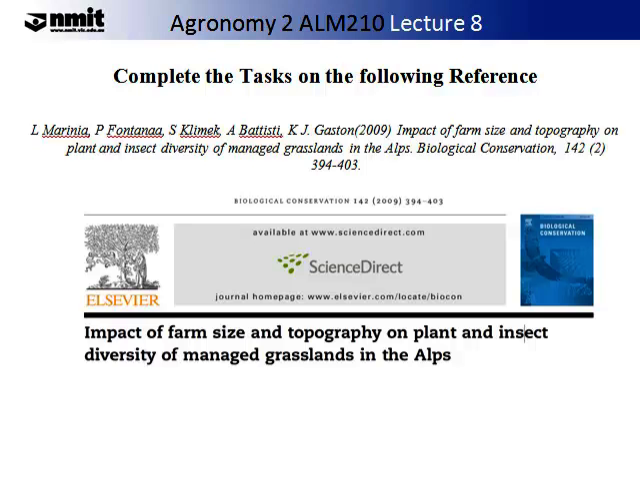Please read the following article by Mariner et al. in 2009 on the impact of farm size and topography on plant and insect diversity on managed grasslands in the Alps. A number of questions or tasks have been associated with reading this reference. Please complete these questions to complete your notes on this topic. You will find the notes on Moodle under this topic.